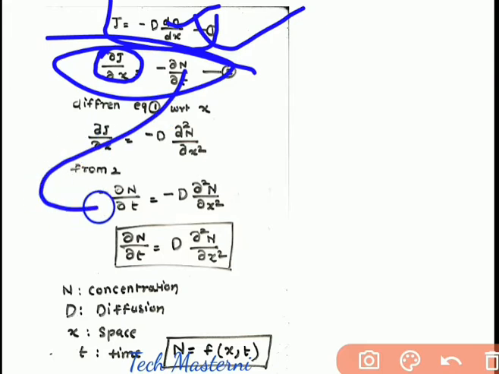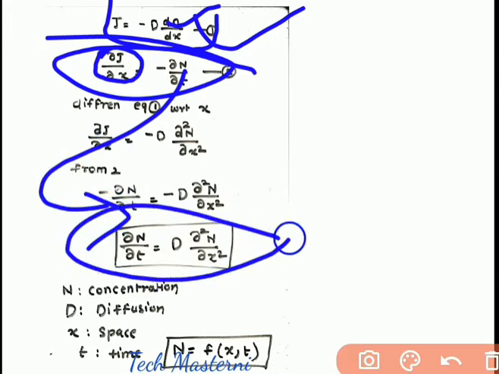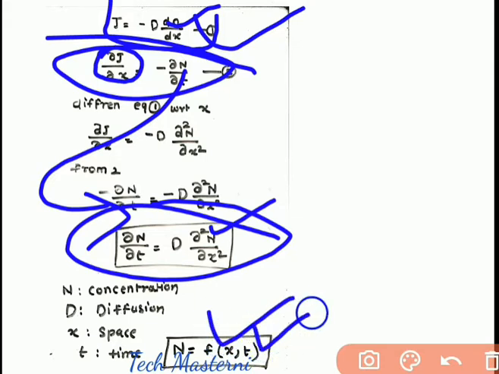I will use this and equate it, and now I will get this second order differential equation. By solving this second order differential equation, if I calculate the function of n, it will depend upon the space as well as time. So we can conclude that the concentration is a function of space as well as time. Here n is the concentration, D is the diffusion constant, x is space and t is time.